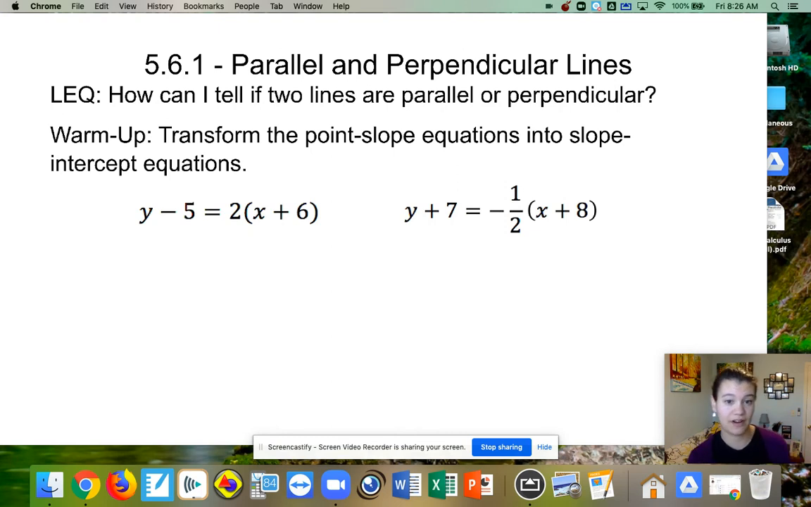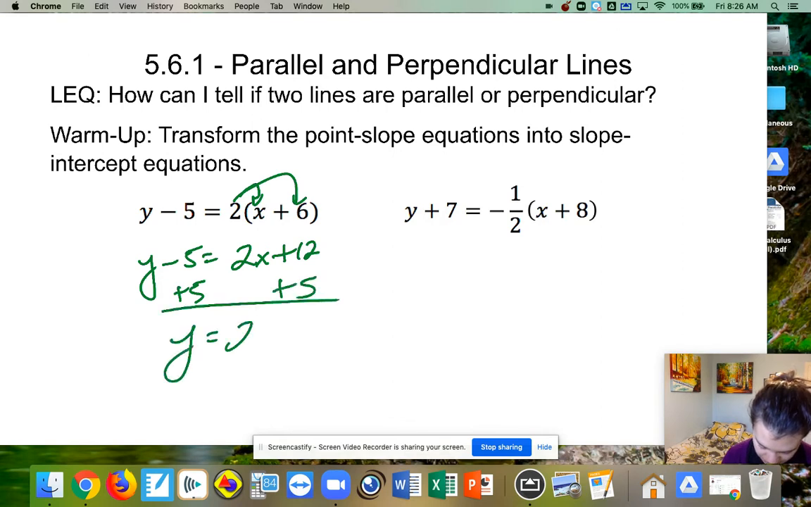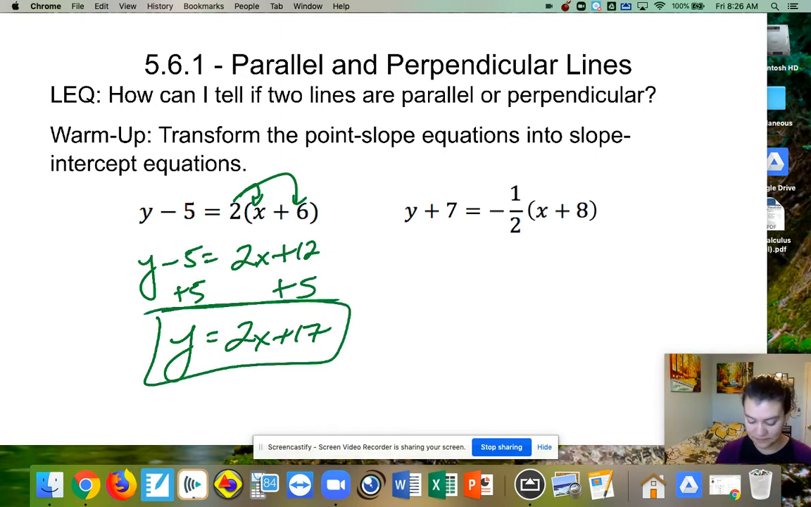So today we're going to start talking about parallel and perpendicular lines. As a warm-up, rewrite these two equations into slope-intercept form. You want to start here again by distributing in your slope. So we'll get 2x plus 12, add 5 to both sides, and you'll get y equals 2x plus 17 as your equation. Next one, distribute it in.